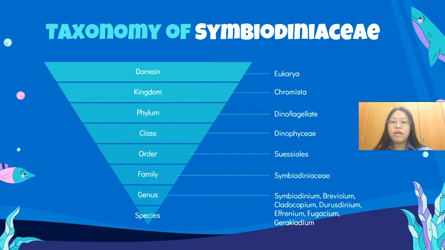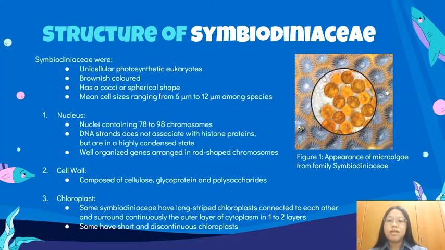The taxonomic rank of Symbiodiniaceae is at the family level, and it belongs to the order Suessiales, class Dinophyceae, phylum Dinoflagellata, kingdom Chromista, and the domain Eukarya. In addition, there are 7 genera under Symbiodiniaceae: Symbiodinium, Breviolum, Cladocopium, Durusdinium, Effrenium, Fugacium, and Gerakladium. As Symbiodiniaceae is a family, there are differences in terms of morphology, physiology such as photosynthetic abilities, genetics, etc.